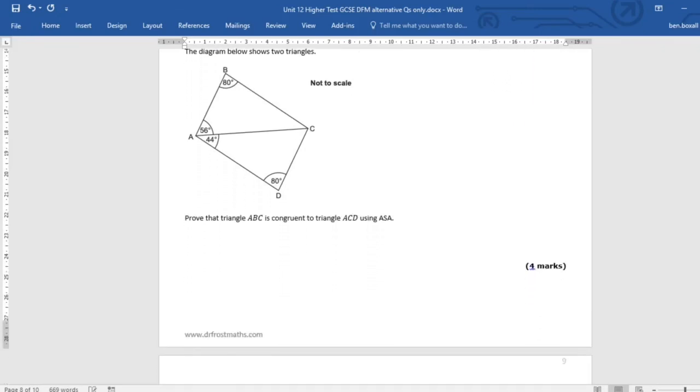Right, now we move on to some congruence. Prove that triangle ABC is congruent to triangle ACD using ASA, angle, side, angle.